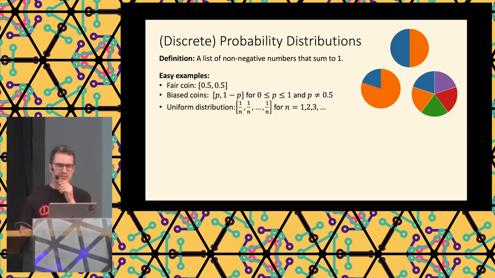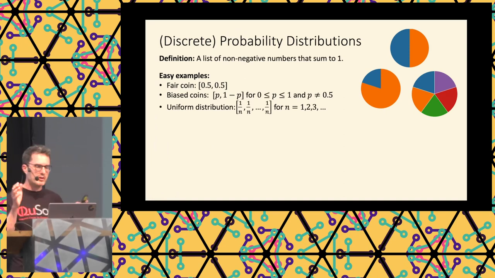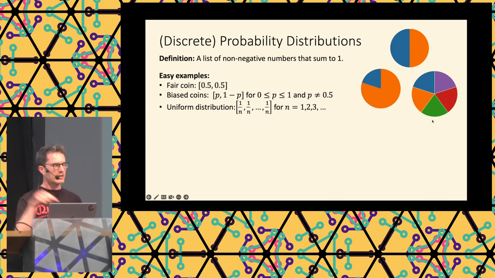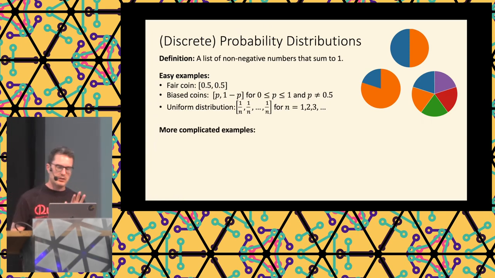Okay, still pretty simple. Another extreme case is the so-called uniform distribution. Here is a picture, this pie chart for n equals 5. So you have 5 possible outcomes, and all of them are equally likely to occur. So it's just 1 over 5, 0.2 probability for every outcome. Okay, those are easy examples.